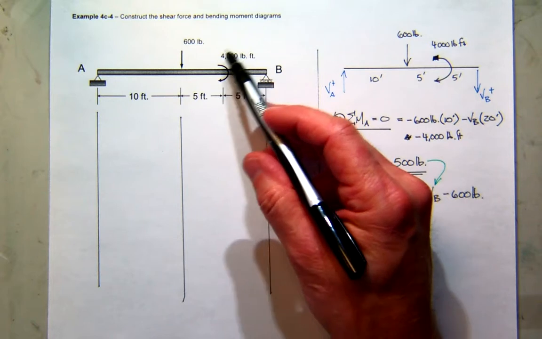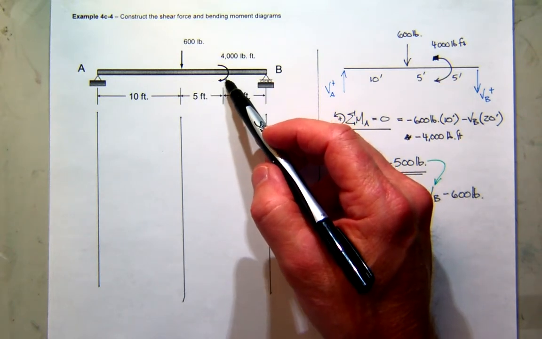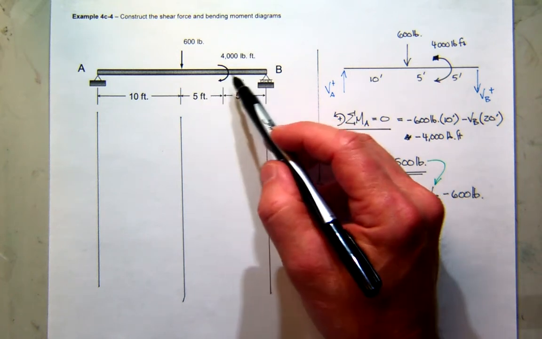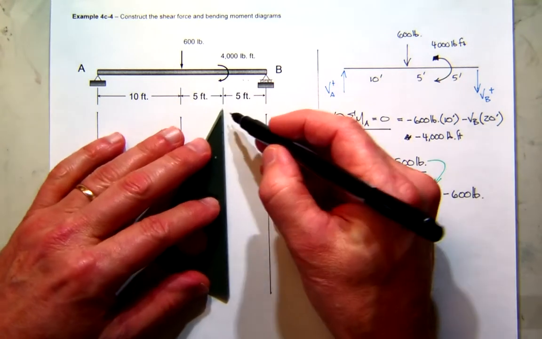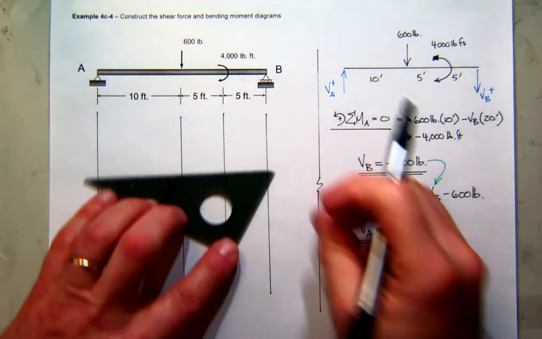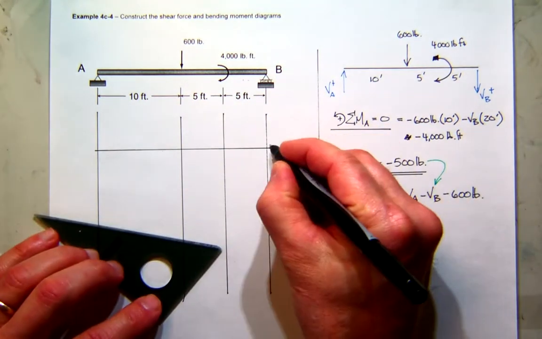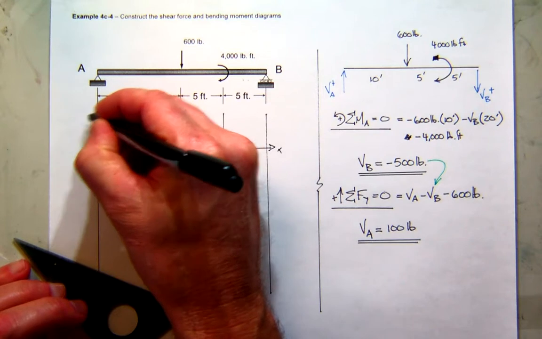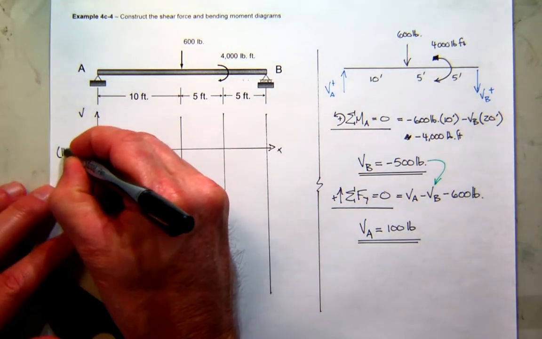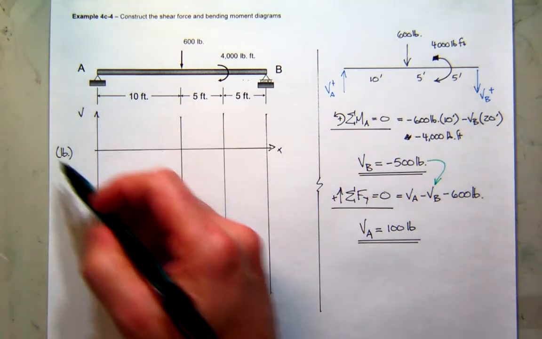And you might remember from our discussion in class that when you have a concentrated load like this, a concentrated couple, a moment, the moment diagram is going to make an instantaneous jump. So I'm going to add that part to my template also. So that given, I'm going to go ahead and define positive x, positive shear. All my shear values are going to have units of pounds. And now I've got my template set up.